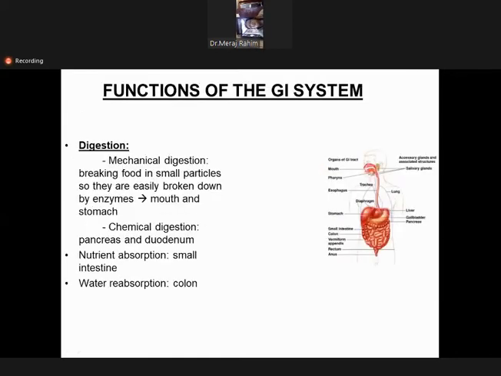Now, functions of the GIT system: as you know, the main function is to absorb the nutrients which you take. Digestion: the mechanical digestion is where the food is broken down into smaller products, and with the help of the enzymes it gets mixed, so the chemical digestion begins. Okay, so all those foods which we take are necessary for the absorption, and besides that, the water and other nutrients which we take also get absorbed.